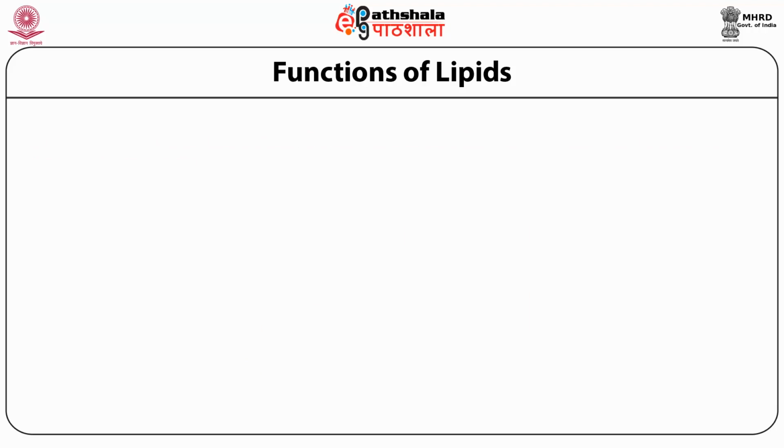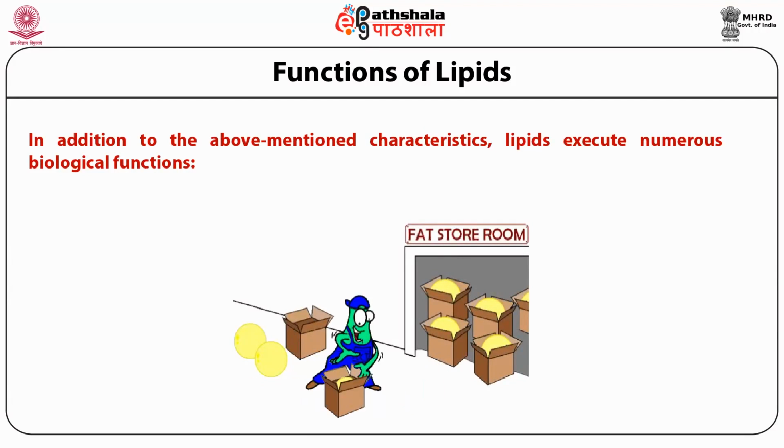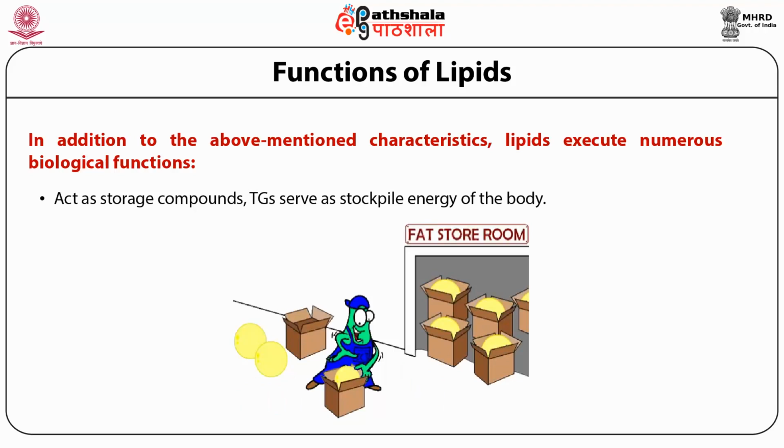Lipids, in addition to the characteristics mentioned in the concept map, execute numerous biological functions. Lipids act as storage compounds, and triglycerides serve as the stockpile of energy of the body. In this animation, you can see how these lipid molecules, which are circular, are stored in a square box which represents the adipose tissue, in adipocytes.